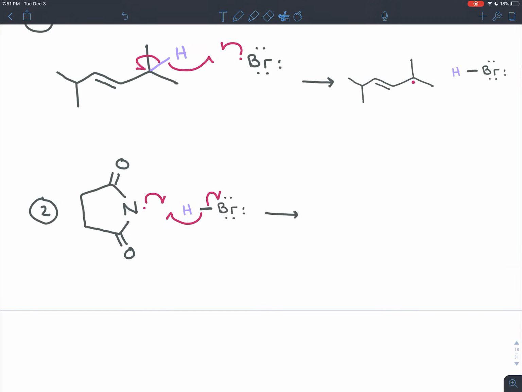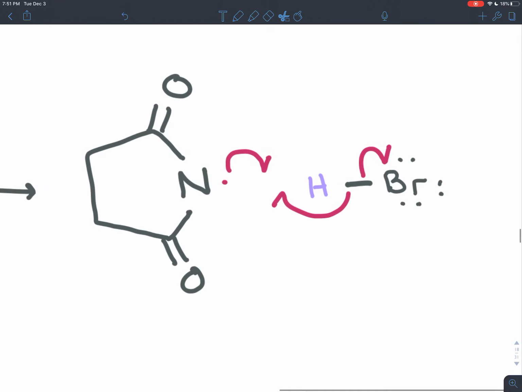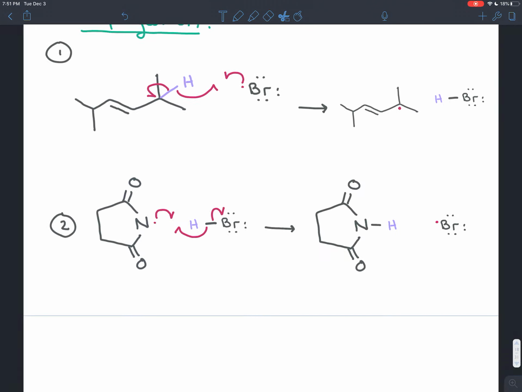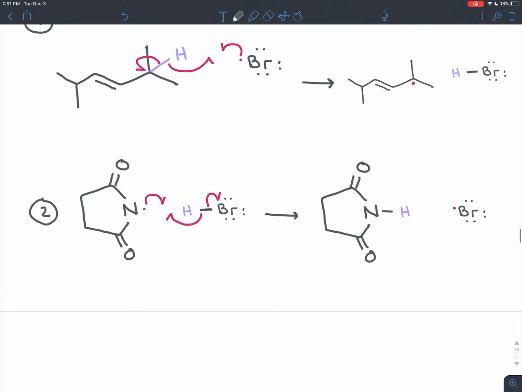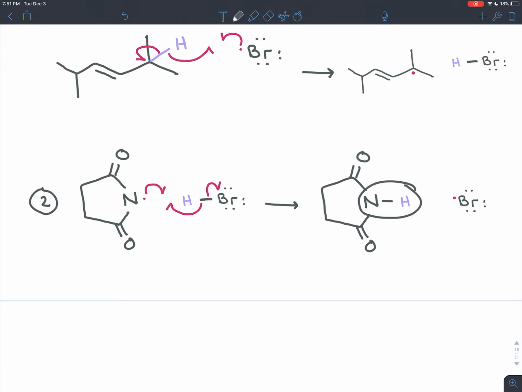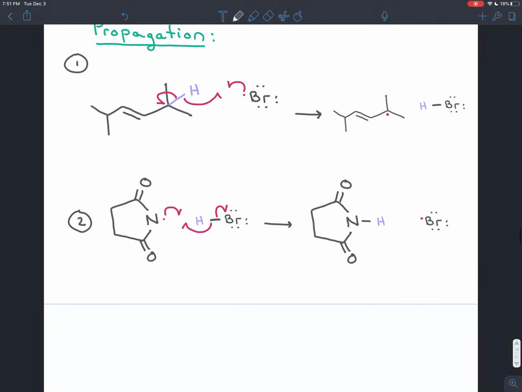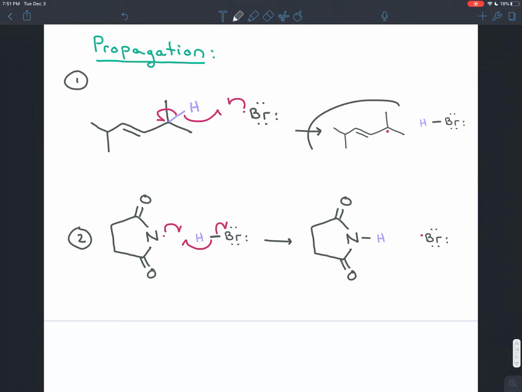So we have two things here. This bond breaks. One of the electrons goes onto the bromine to form a bromine radical, and the electron from the hydrogen and the electron from the nitrogen pair up to form a new bond between the nitrogen and the hydrogen. So we get succinimide here. Not N-bromosuccinimide, just regular succinimide. You'd have to attach a bromine to the nitrogen to get N-bromosuccinimide. So overall, in the propagation step, we formed 2 radicals, a carbon radical and a bromine radical.